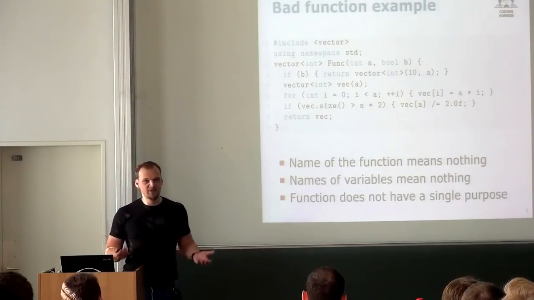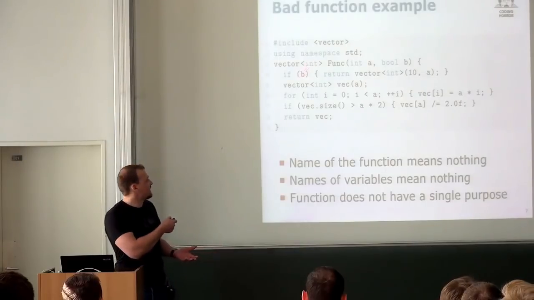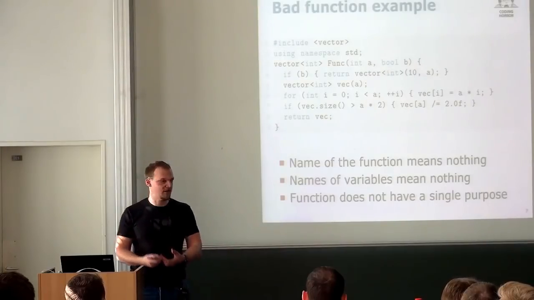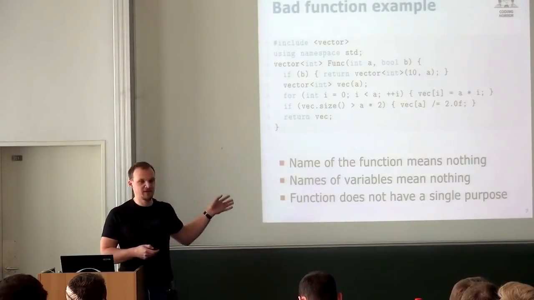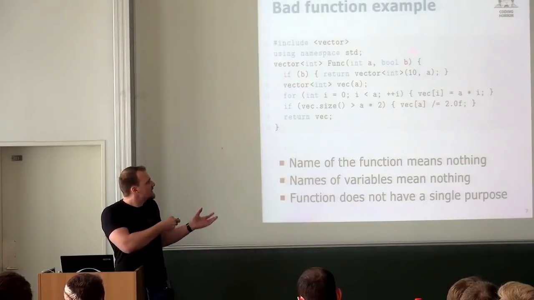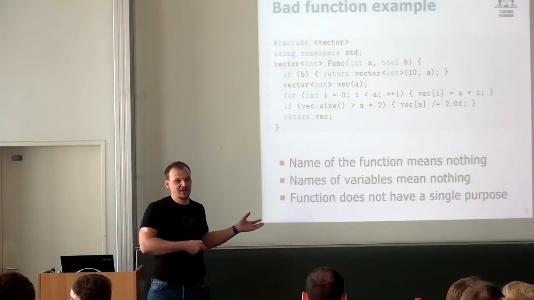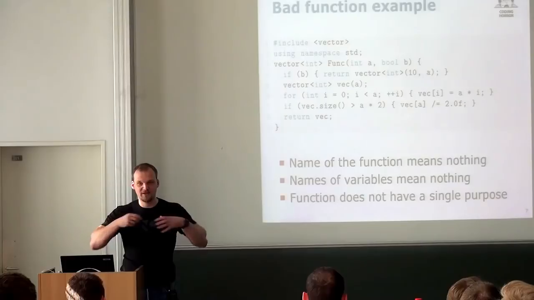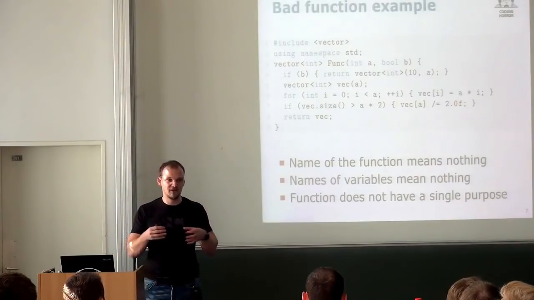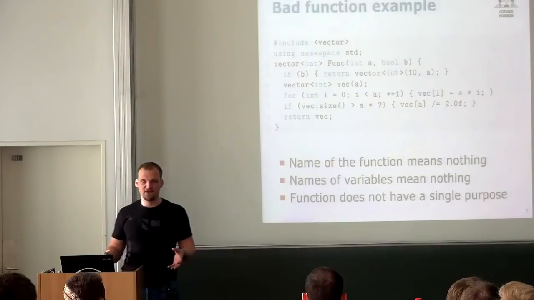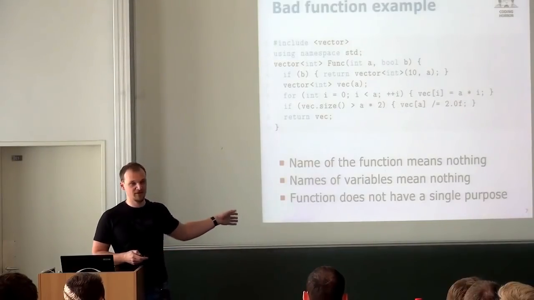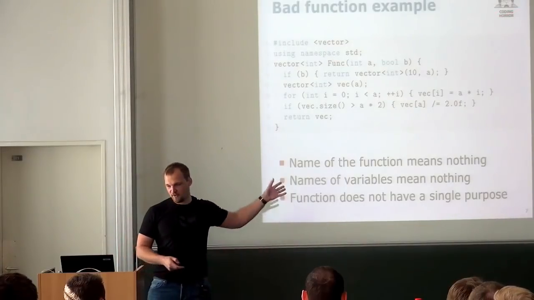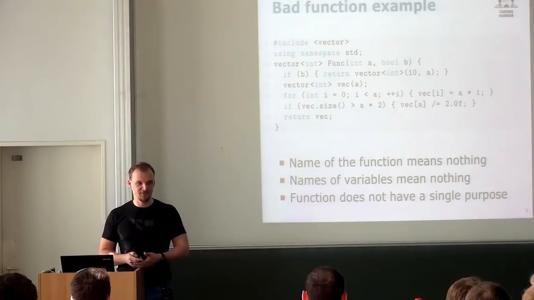Then names of variables mean nothing here. So the variables are B and A. What are they? What should they represent? What do they store in them? And then there is a bunch of ifs and so on. So if B, then it returns me an empty vector of 10 elements filled with A, but it's just weird. It's really annoying because it does many things that are not connected to each other in any way, and you have no idea what to expect from such a function. So do not write functions like this. Therefore, never copy the code from the slides where you see that thing on the top.